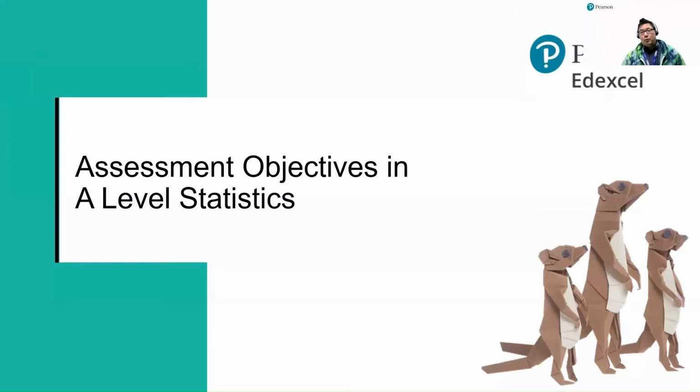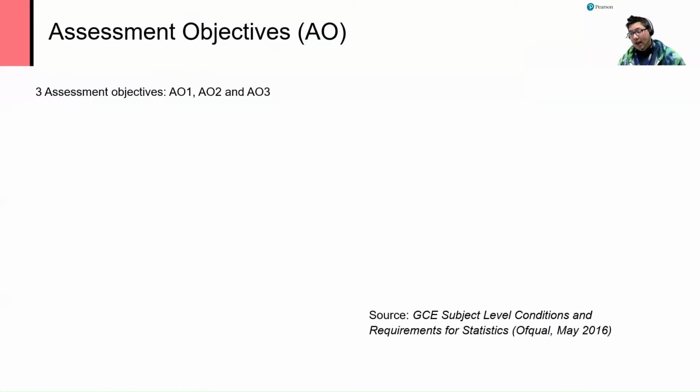So let me start with the assessment objectives in A-level statistics. Those of you that have seen things like the mark schemes will find that one of the columns says AO, and there's usually a little number next to each mark saying what that AO actually is. AO stands for assessment objective, and they are very, very specific. These are set by Ofqual, and therefore Pearson have to abide by this. There are 3 assessment objectives: AO1, AO2, and AO3.